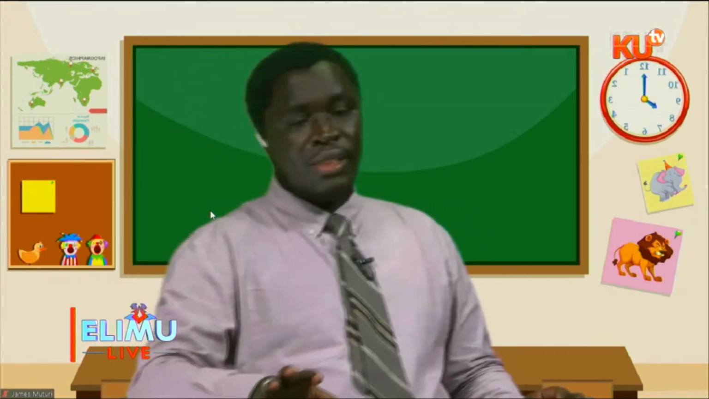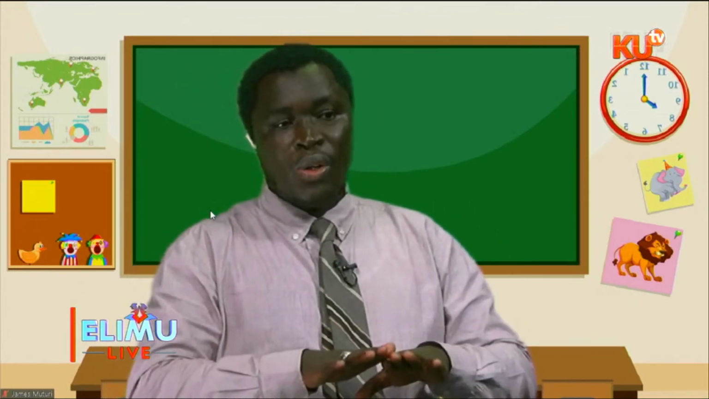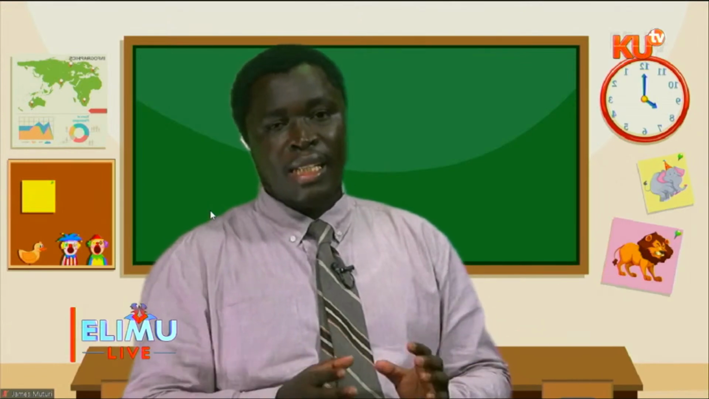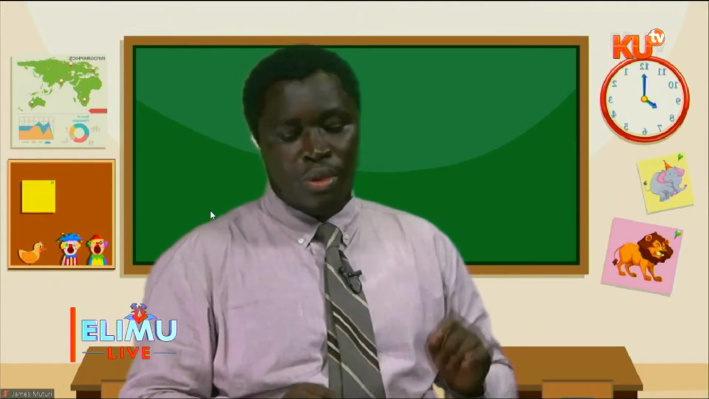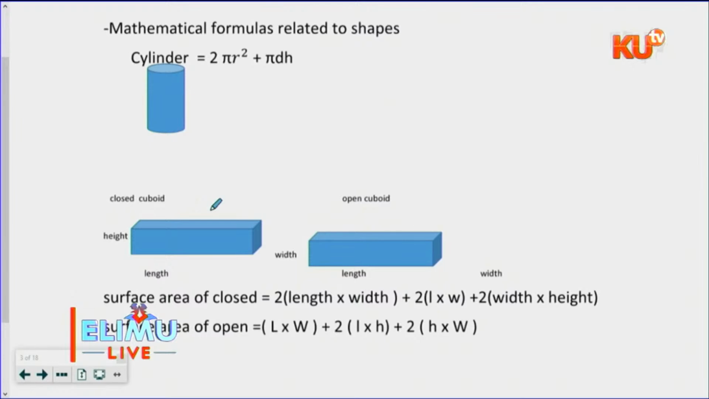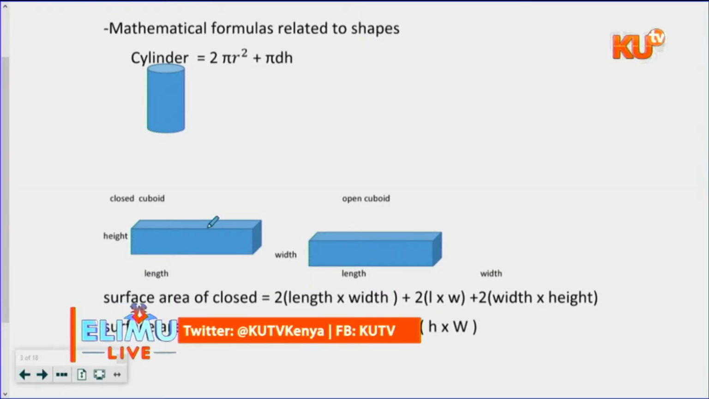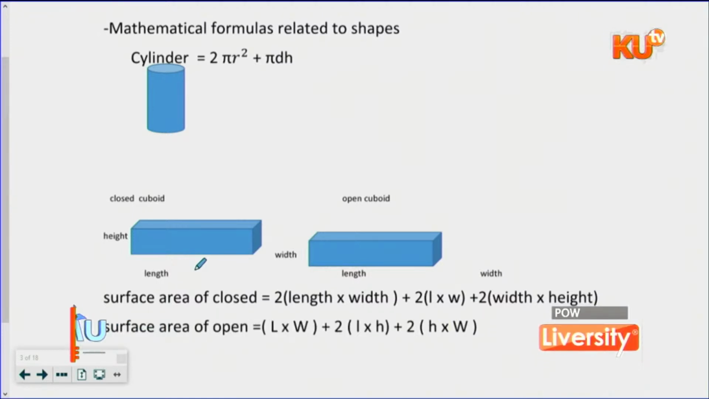Number 3, when we talk of a closed cuboid, all the faces are there. No face is missing, so we talk of closed. Look at the first cuboid, which is closed. This part here is called top. And down, where the shape is resting, we call it bottom. I say bottom is where a shape is resting on.